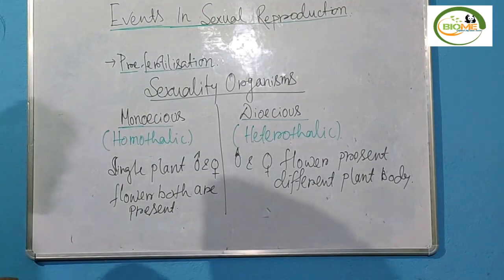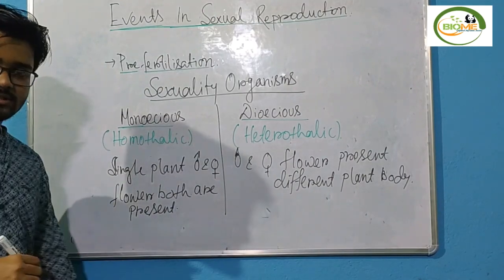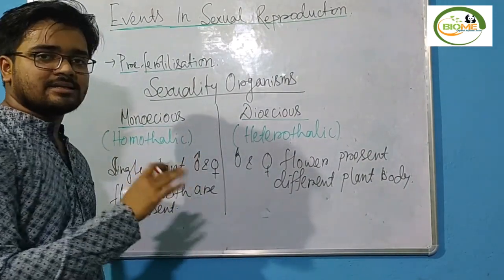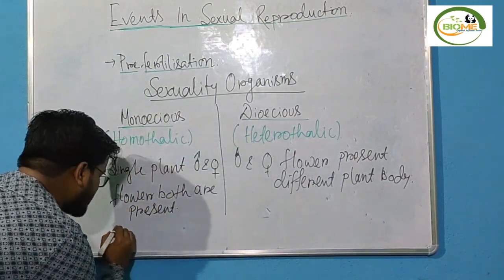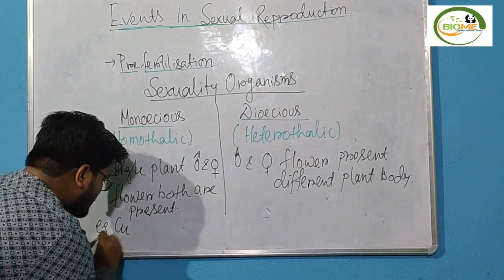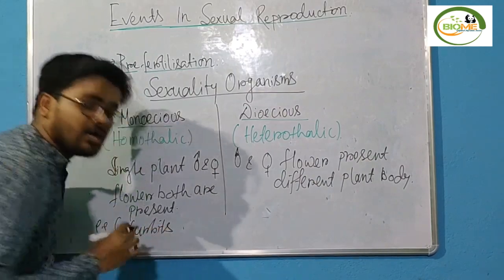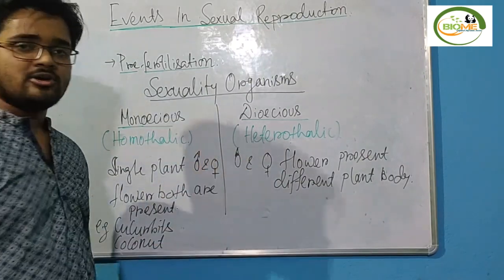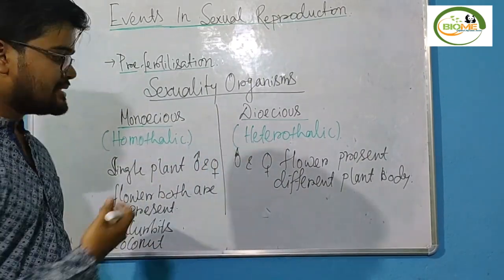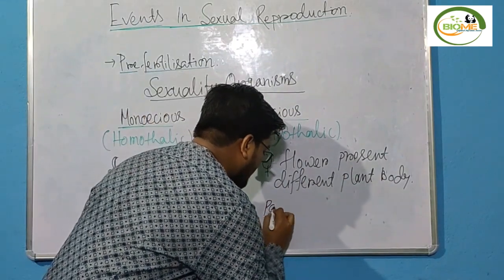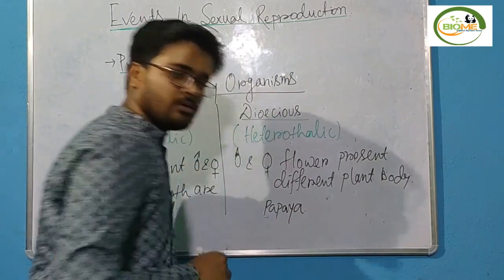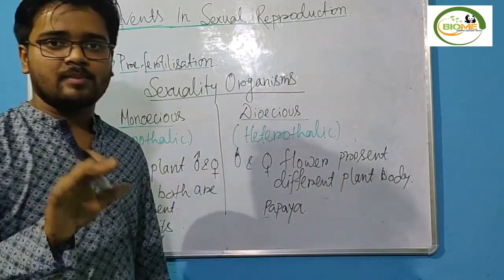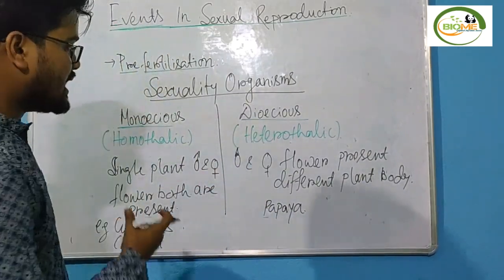Okay, let's add some examples. So if we come to these monoecious conditions, generally those are the lower plants. And in the dioecious conditions, these are the higher plants, correct. We can write some examples over here. Cucurbits, means kaddu. Coconut, nariyal, we already know. And the dioecious condition we generally get in papaya. They have different male plants and female plants. The male plant and the female plant are different. So papaya is an example of this dioecious plant.